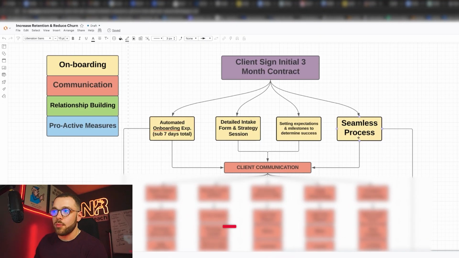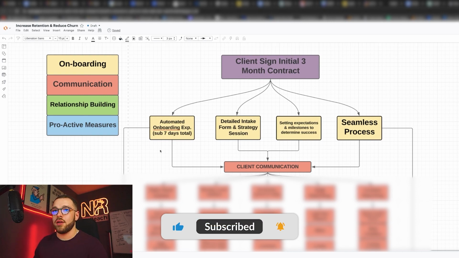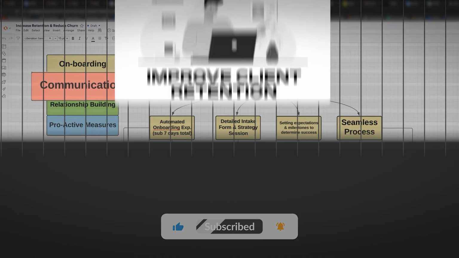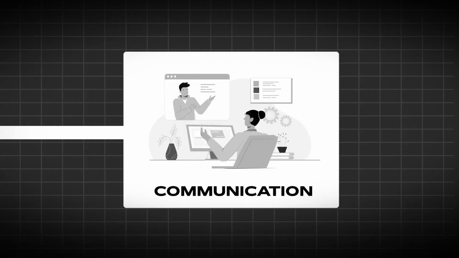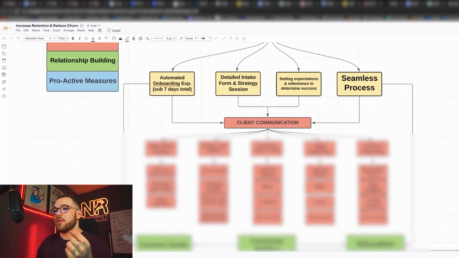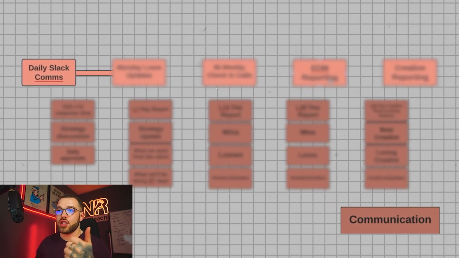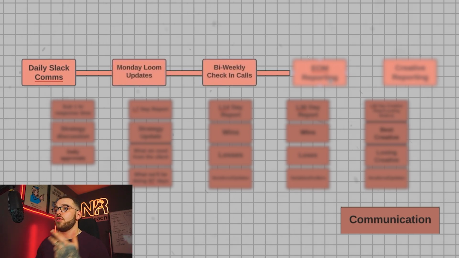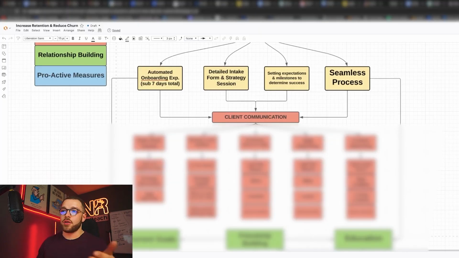Once the onboarding has taken place, the next and most logical thing to happen is client communication. This is a great way to improve client retention, as this is exactly what you're going to be doing, communicating with them. I have this broken up into a few areas, and then they're broken down with individual items: daily Slack communication, Monday Loom updates, bi-weekly check-in calls, end of month reporting, and creative reporting. So let's go through these individually.